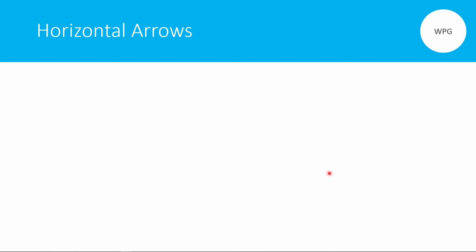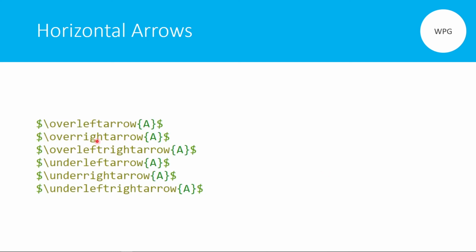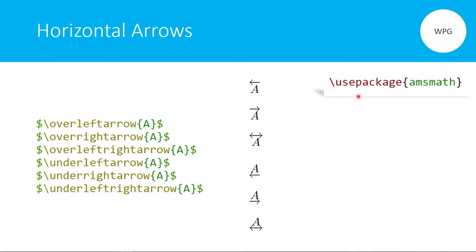Let's see an example. These are the examples. Overleftarrow of letter A, the left arrow appears above the letter A. Similarly, overrightarrow appears there. Overleftrightarrow, both arrows are there on the letter A. Similarly, underleftarrow, underrightarrow, underleftrightarrow. These are the outputs. To use these arrows, add the amsmath package in the preamble part of the document before the begin document environment.